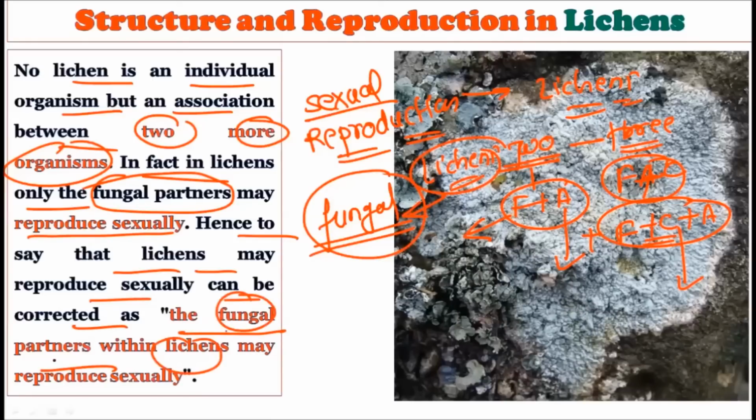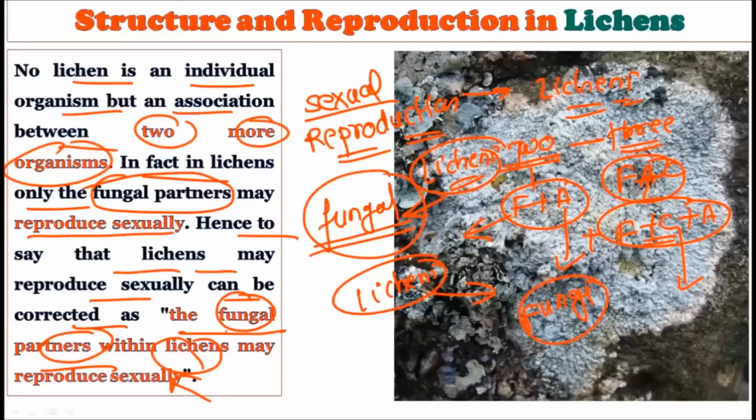The fungal partner within the lichen may reproduce sexually. So when we talk about sexual reproduction in the lichens, who is reproducing? Only the fungi, not the algal partner, not the photobiont partner. Only the fungus is reproducing sexually, not the other partners in the lichen.